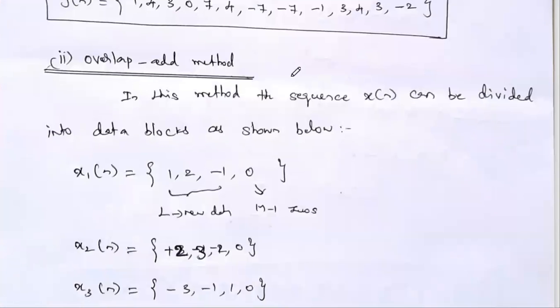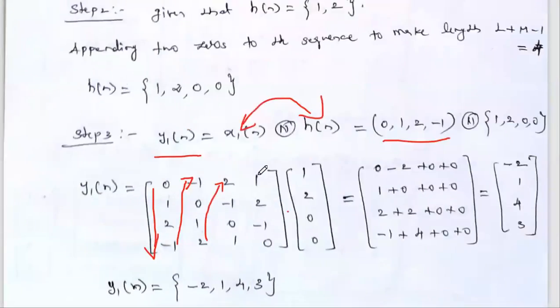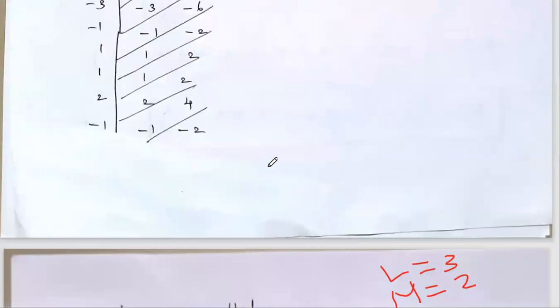Then we have to solve the problem using the overlap add method. In the overlap add method it is easy, the construction of x1, x2, x3 is easy. In all of x1, x2, x3, the first L data are followed by m minus 1 zeros. We already divided the x of n sequence into groups of 3 data, so the first 3 data.